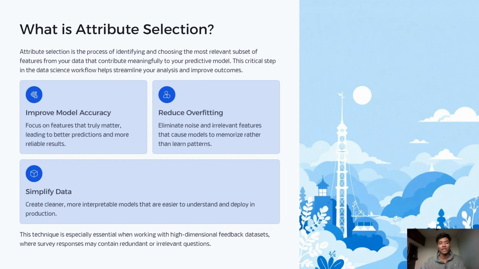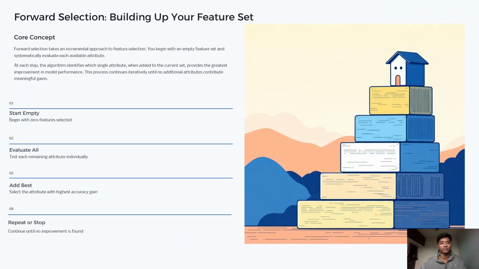Now, why does attribute selection truly matter? It plays a big role because it sharpens your model by focusing only on meaningful features. It removes noise and irrelevant data. It helps the model learn real patterns instead of memorizing meaningless details. A clean, concise feature set always leads to better analytics.